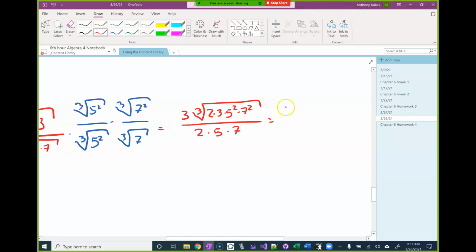So I'm going to have 3 cube root 7,350, yikes, over 70.